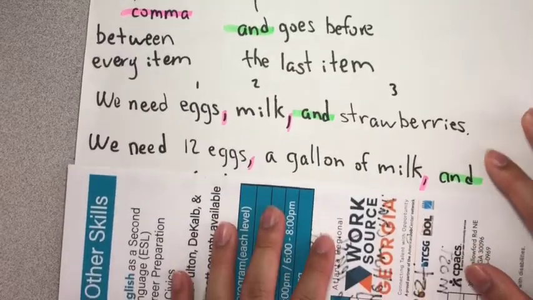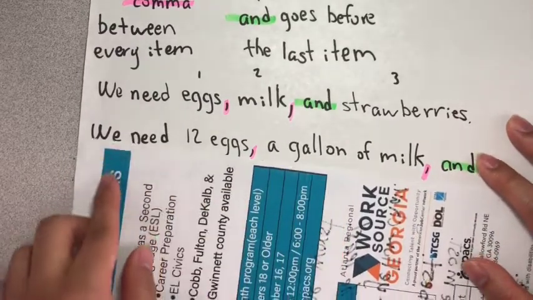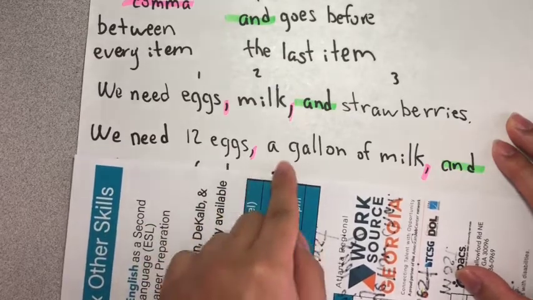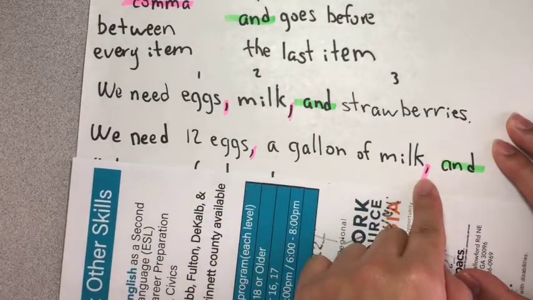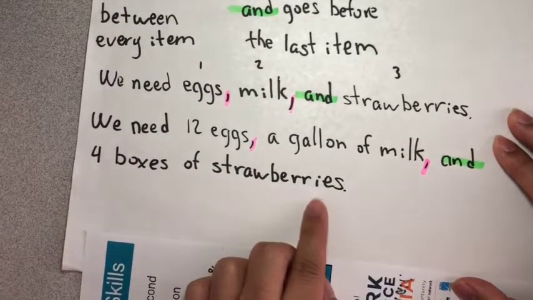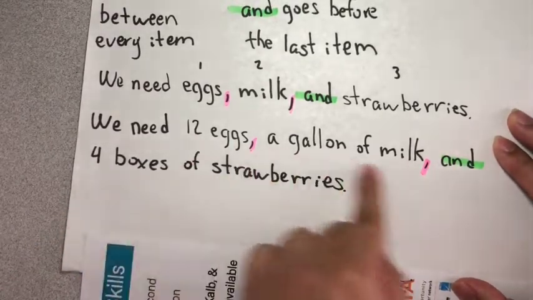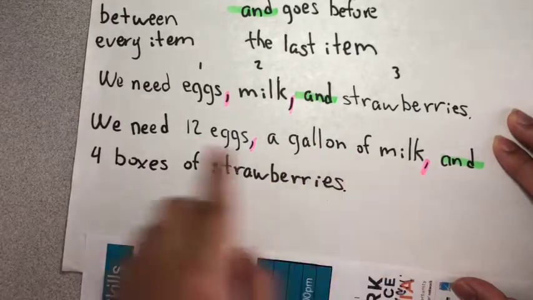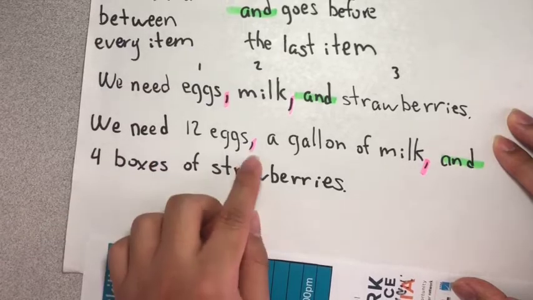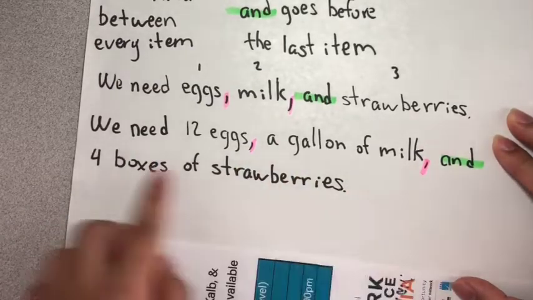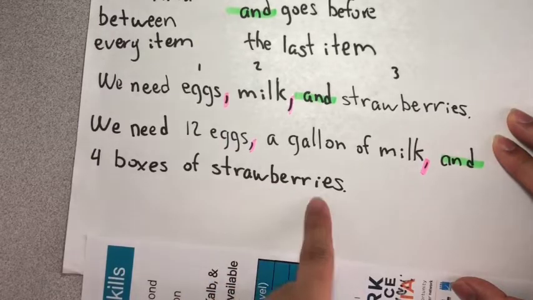If we want to add numbers, we can add numbers. We need 12 eggs, comma, a gallon of milk, comma, and 4 boxes of strawberries. So now we have numbers or measurements, or how much of something there is, with every item. So we need 12 eggs, comma, a gallon of milk, comma, and 4 boxes of strawberries.